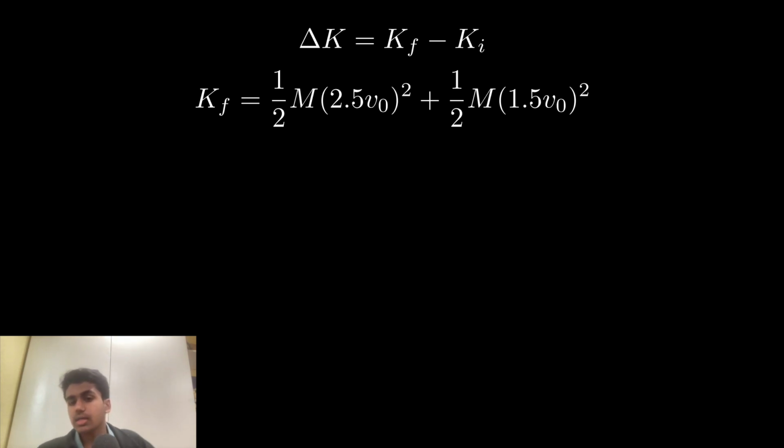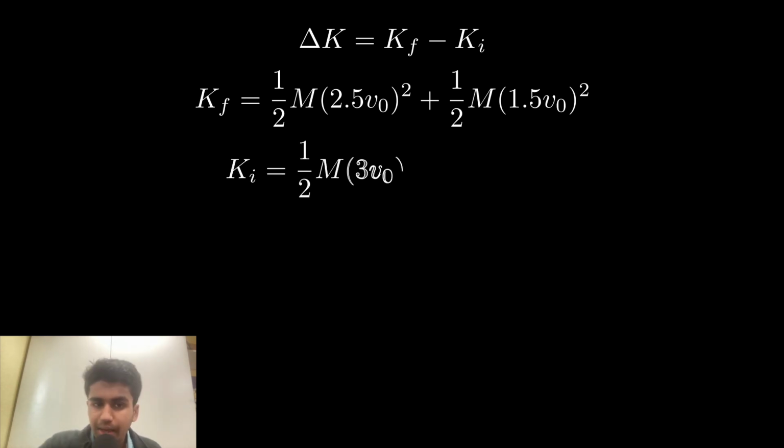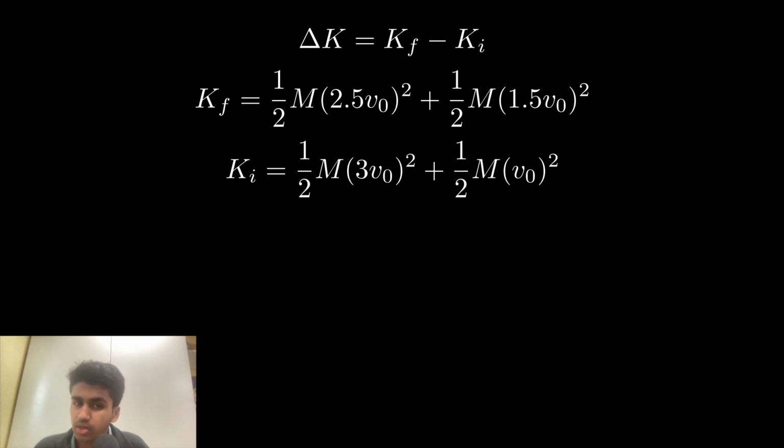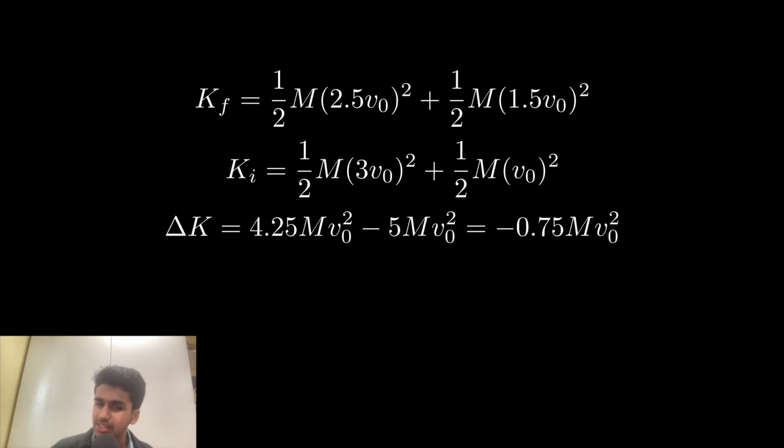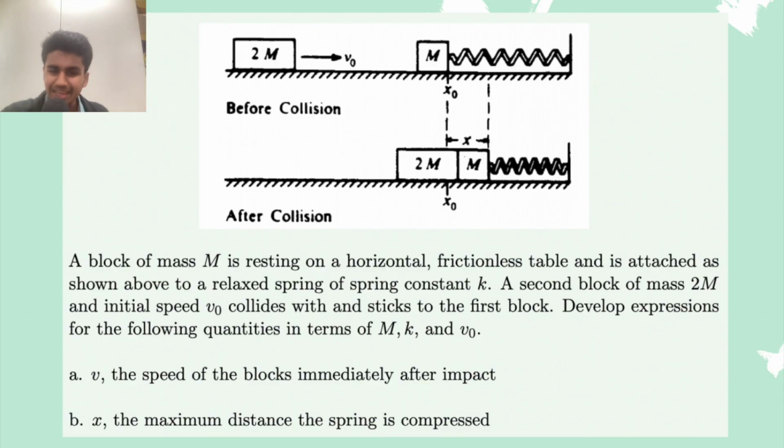And similarly for the block A, it will be 1/2 times m times 1.5 v naught squared. And then we find initial kinetic energy, which is 1/2 m times 3 v naught squared plus 1/2 m times v naught squared. And then we can find that the final kinetic energy is 4.25 m v naught squared. The initial kinetic energy is 5 m v naught squared. And we subtract both to get that the kinetic energy lost is 0.75 m v naught squared.